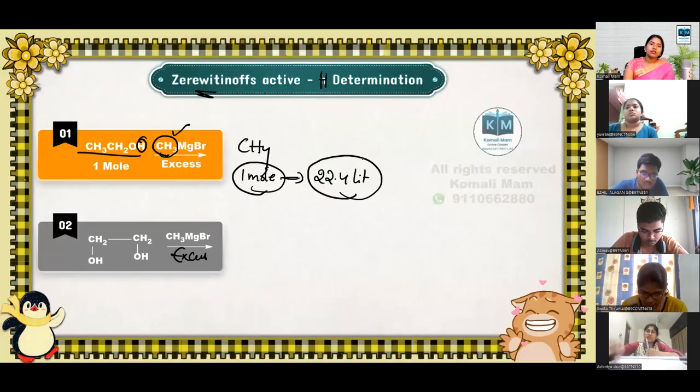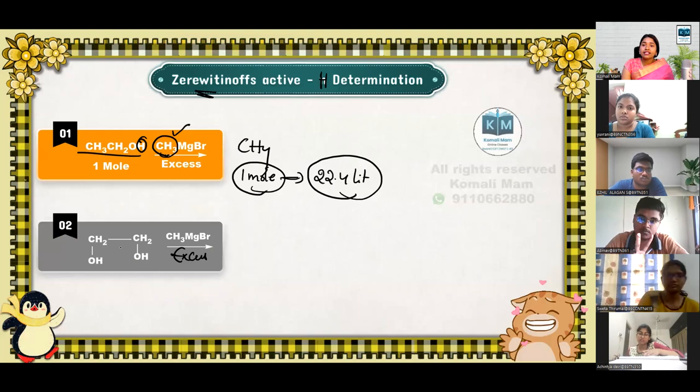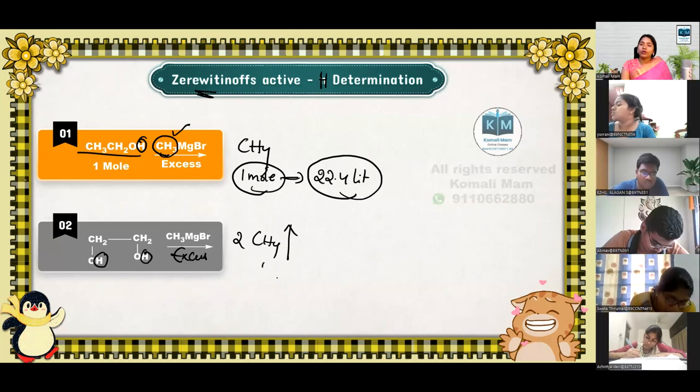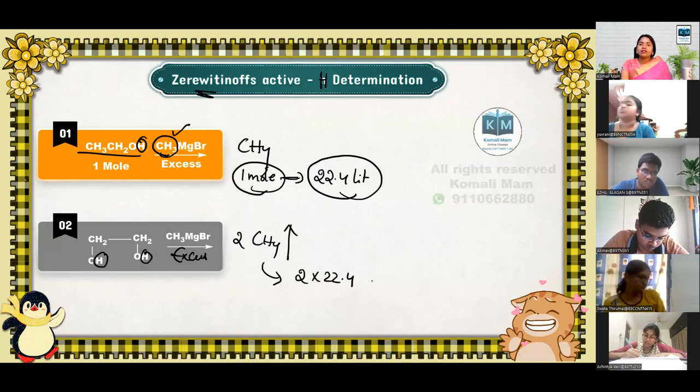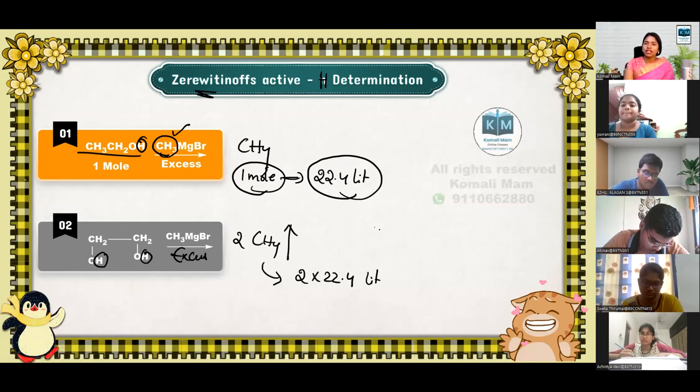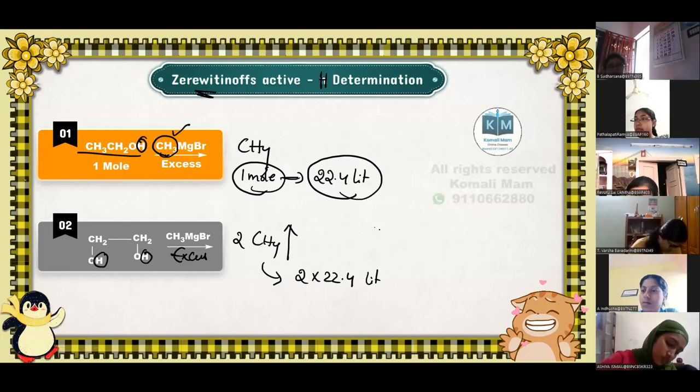Now, see here, how many acidic hydrogens are present in ethylene glycol? This is the structure of ethylene glycol. Two acidic hydrogens. Very good. So how many moles of methane will we be getting? We will be getting 2 moles of methane. If you take 2 moles of methane, how many liters of volume? 2 into 22.4 liters, that is 44.8 liters. This is called Zerewitinoff's active hydrogen determination. Next page, I am moving on.